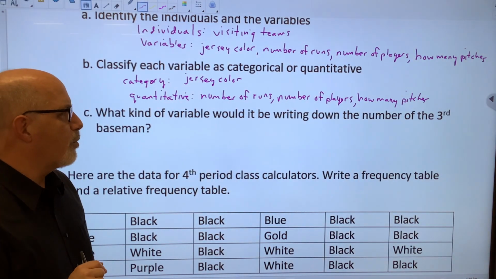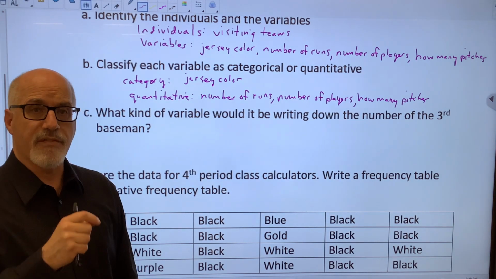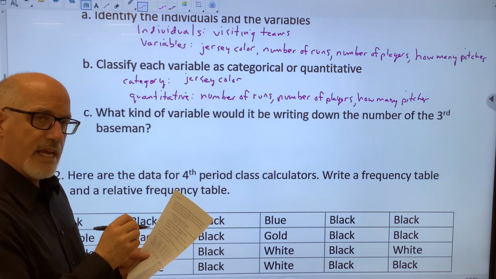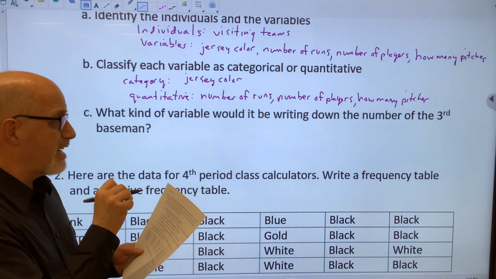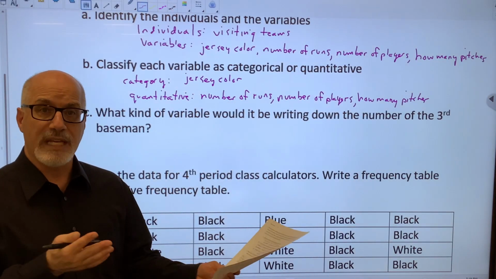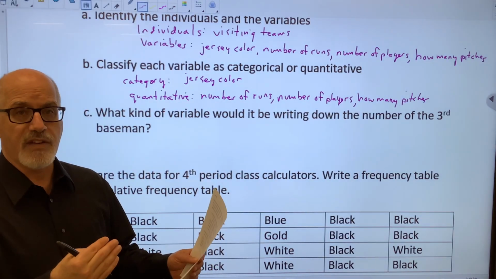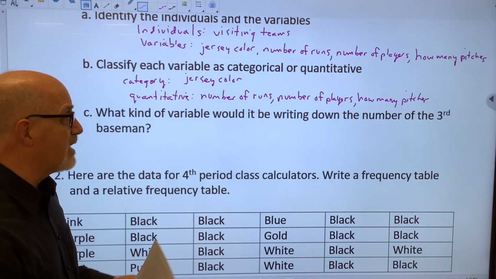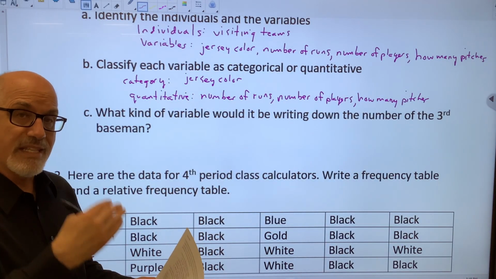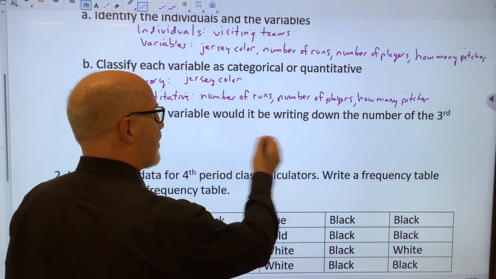What kind of variable would it be if Emily were to go and write down the number of the third baseman? That's part of her data gathering. She goes to the game, finds the team, writes down the third baseman's number. That number is not really measuring anything. It's not like how many runs they've scored. It's not like how many singles they've gotten or how many RBIs in the games. It's just identifying that player on the field. They're identified by that. It's a category for her. So what kind of variable would it be?